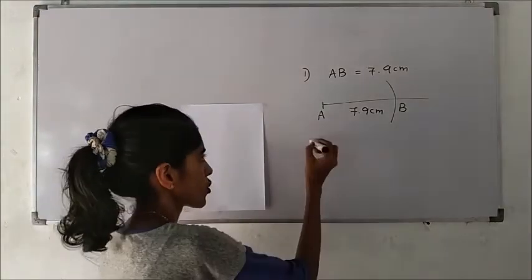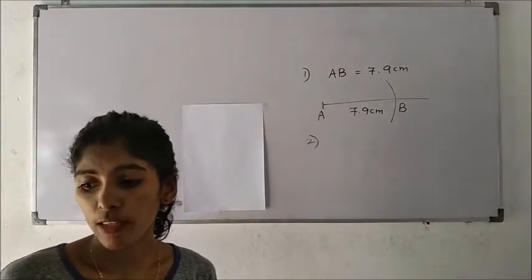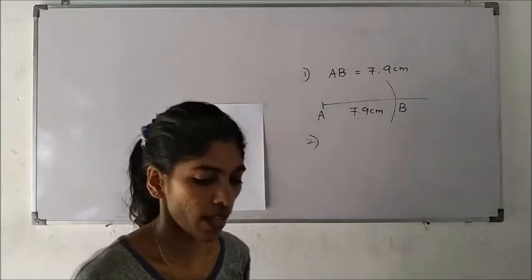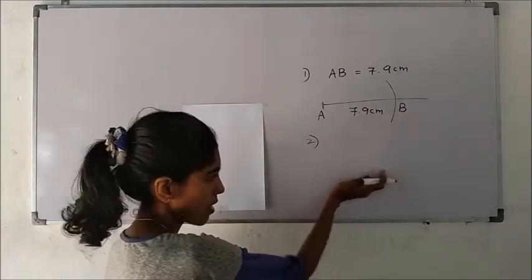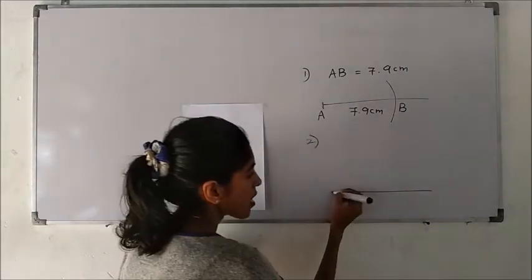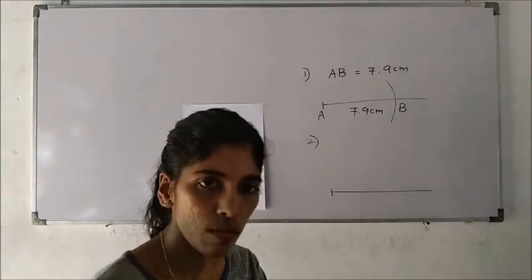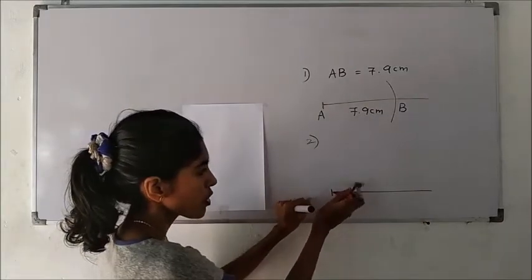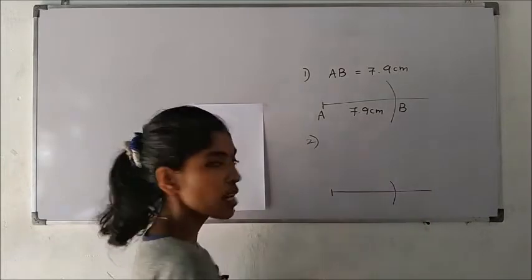Then the second question: construct an equilateral triangle of side length 5.4 centimeters. At that time also, leaving space to draw the triangle, we draw a small line segment and mark the starting point. Thereafter measure 5.4 centimeters with the compass. Then keeping the compass at the starting point, draw one arc segment. Just think from here I drew.